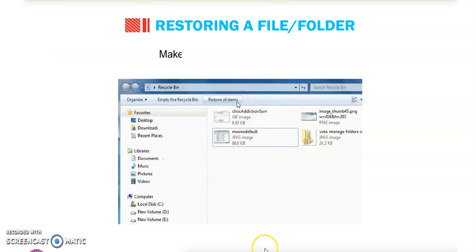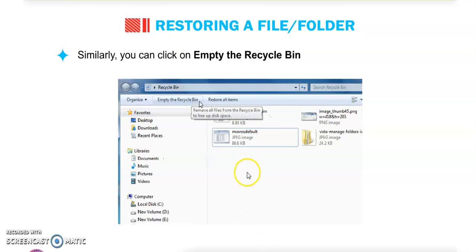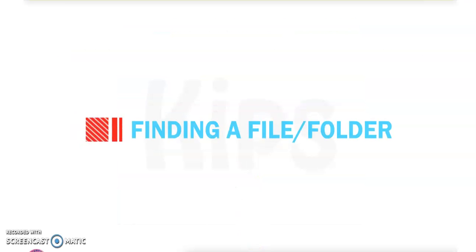If you want to restore all the files that the Recycle Bin has, we can restore all the files at a time. Make sure that no files are selected. Similarly, you can click on the Empty the Recycle Bin button to delete all the files permanently. When we delete a file from the Recycle Bin, it means the file will be deleted permanently.